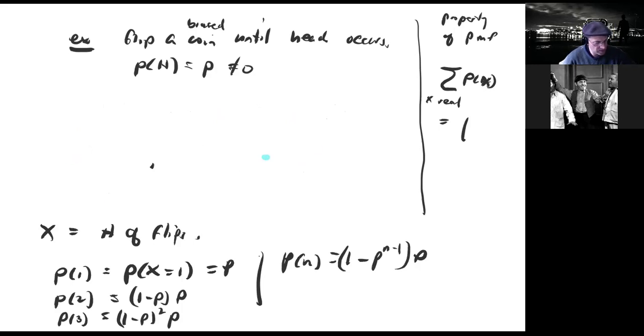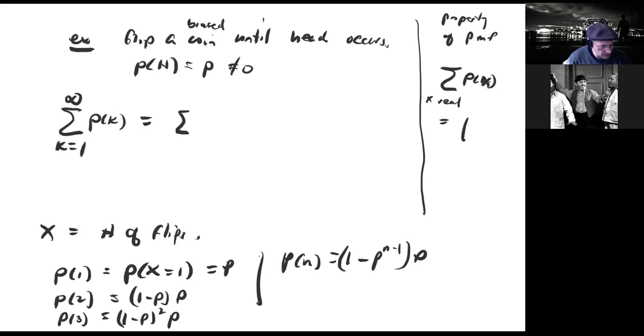So I want to show you why the sum adds up to 1 in this case. Well, what's the sum of P of K? We always have at least one flip, so K goes from 1 to infinity. By the way, in this case the sample space is an infinite space because you might have to flip forever. You might never get heads. So what is the sum?